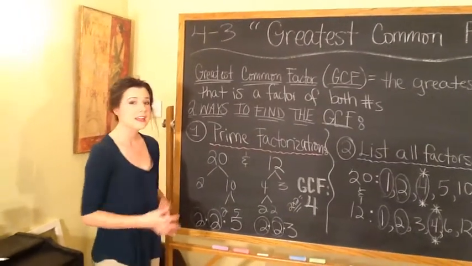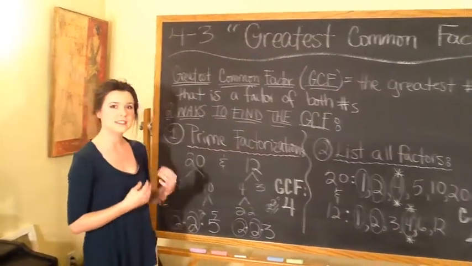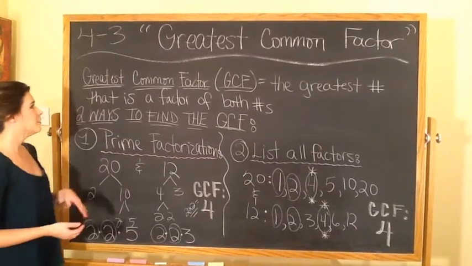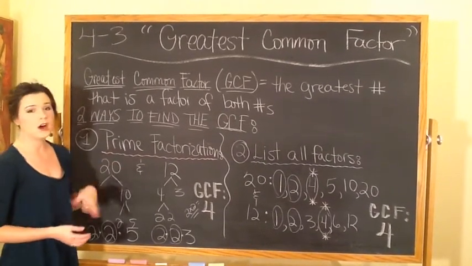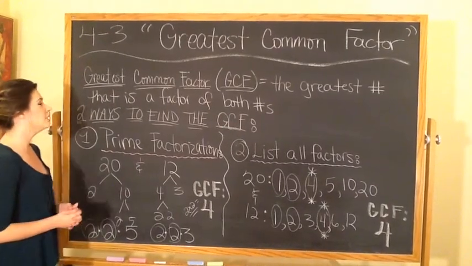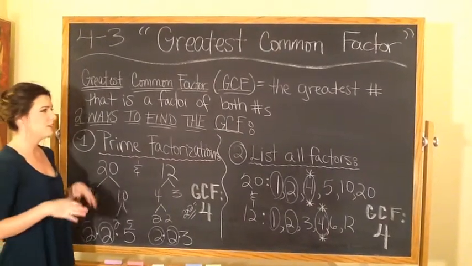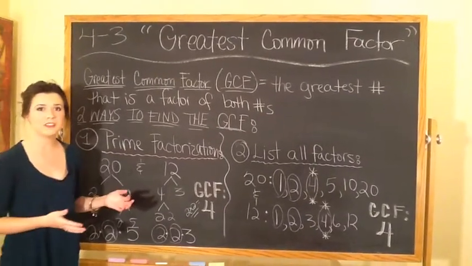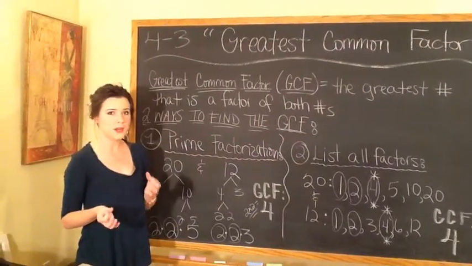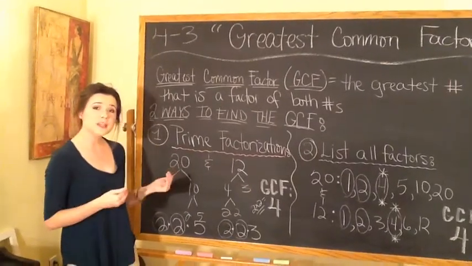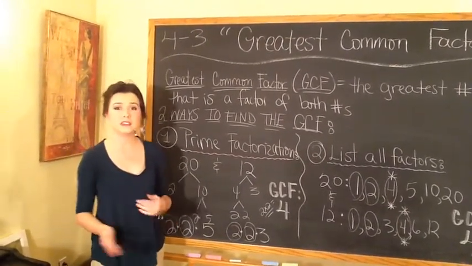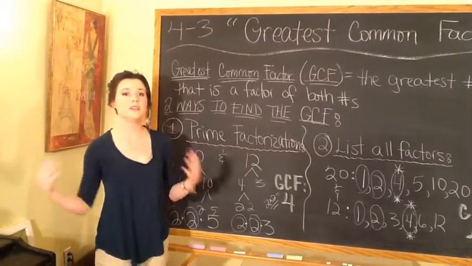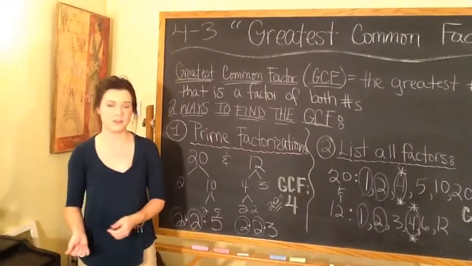Lesson 4.3. Today we're going to be talking about the greatest common factor. So what is a greatest common factor? Basically, the greatest common factor, also called the GCF, is the greatest number that is a factor of both numbers. When you factor two numbers out, what number is going to be the biggest one that they have in common? This is going to be very useful with simplifying expressions, monomials, binomials, and all kinds of things like that in the future.